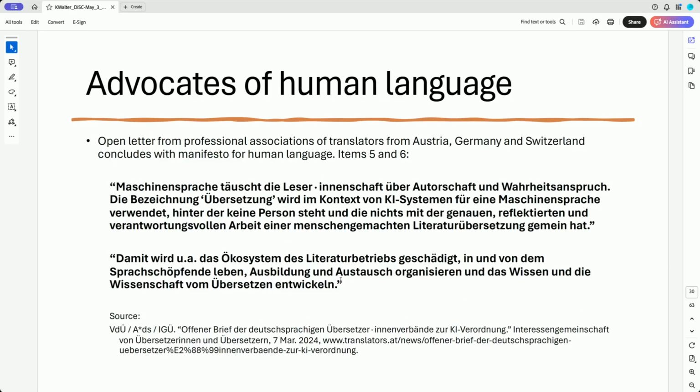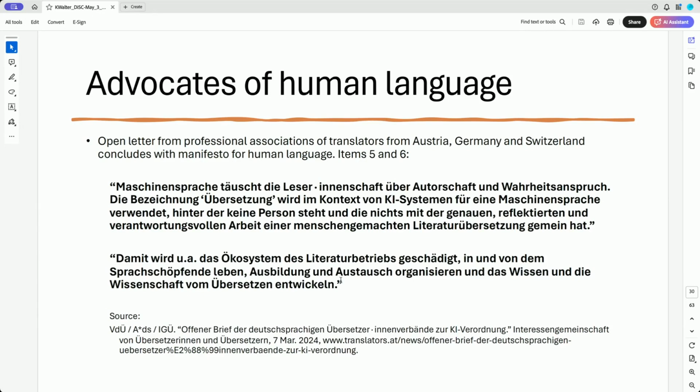There are some very fervent advocates of human language in our day and age, and due to time constraints, I don't want to comment on them for now, but I want to give them space in my presentation. This is from an open letter from professional associations of translators from Austria, Germany, and Switzerland.